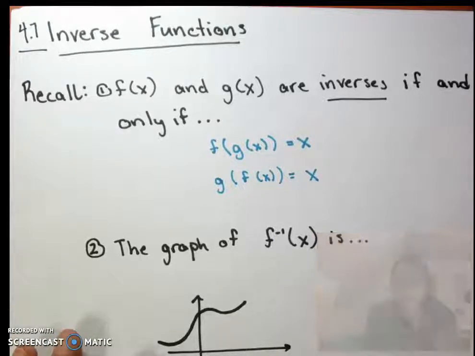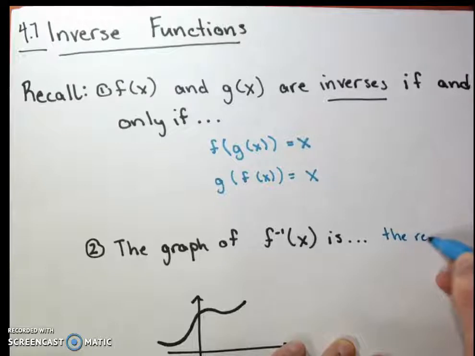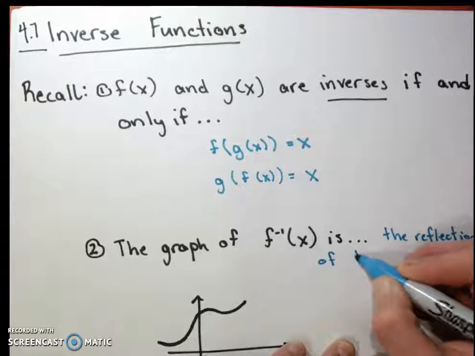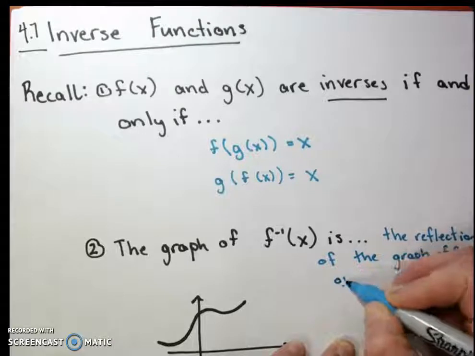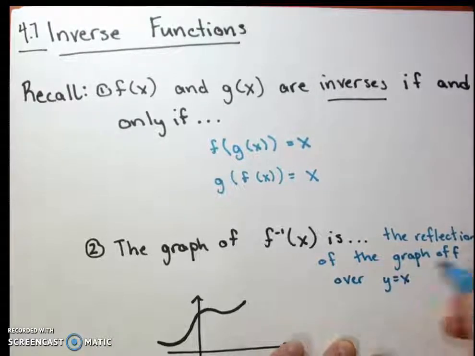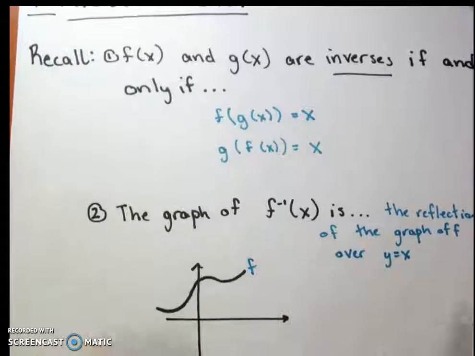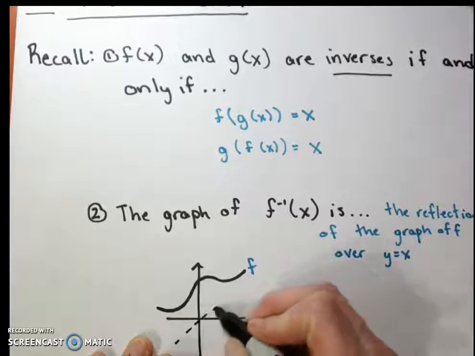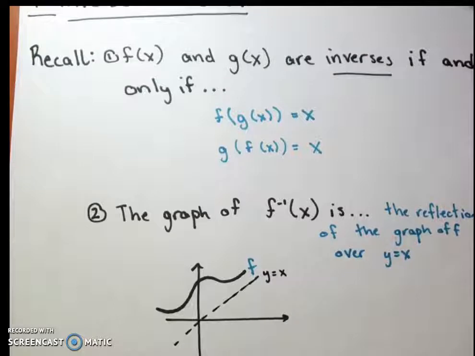So now let's remember the graphical interpretation of inverse functions. The graph of the inverse is the reflection of the graph of f over the line y equals x. So let's say this is my curve f. Then to get the inverse graph, I would just draw in the line y equals x, so the straight line with slope of 1 through the origin. And I could draw the inverse by just looking at the reflection.